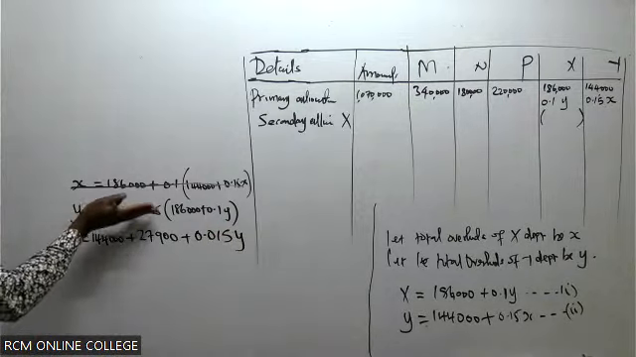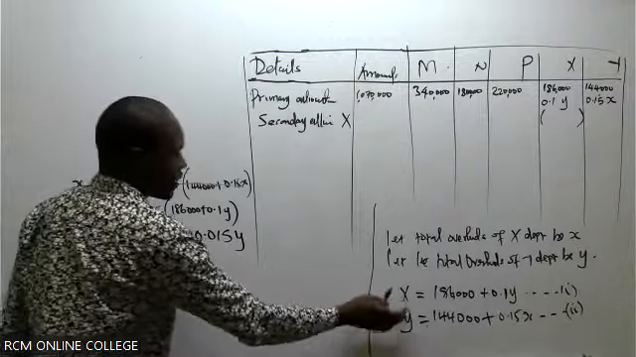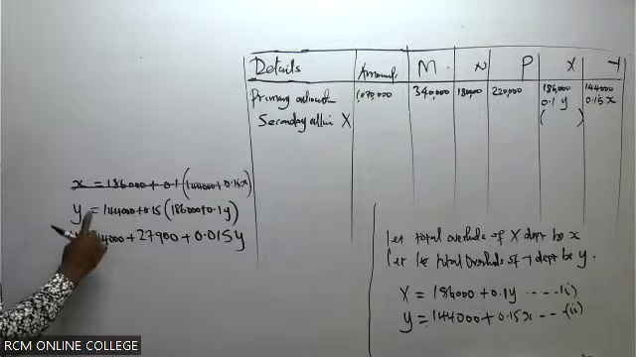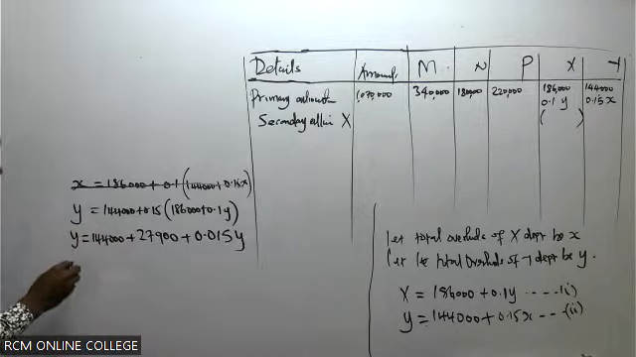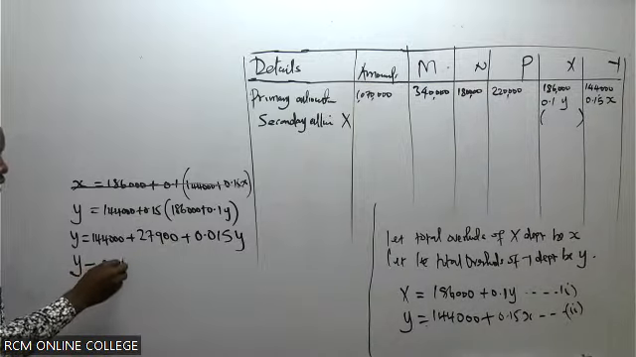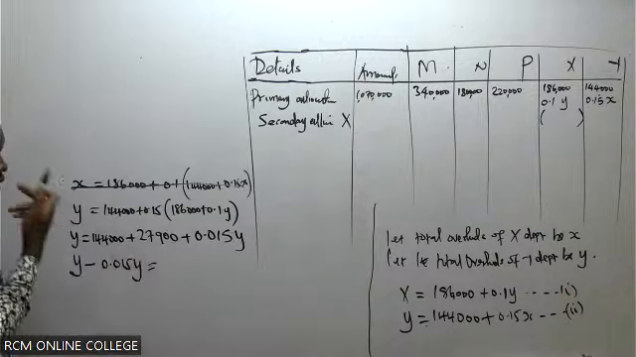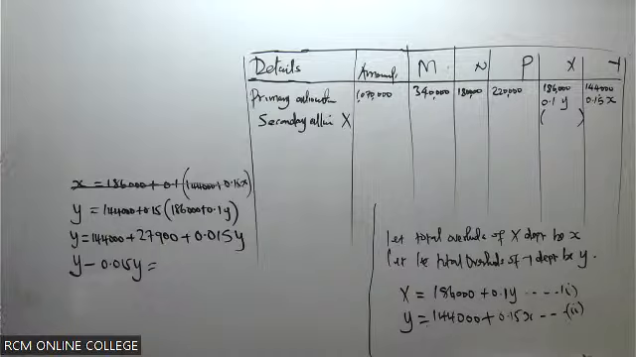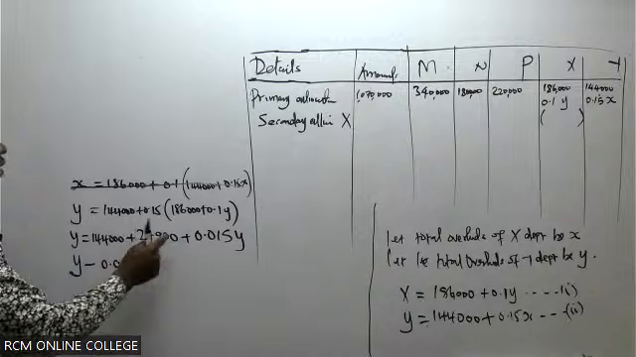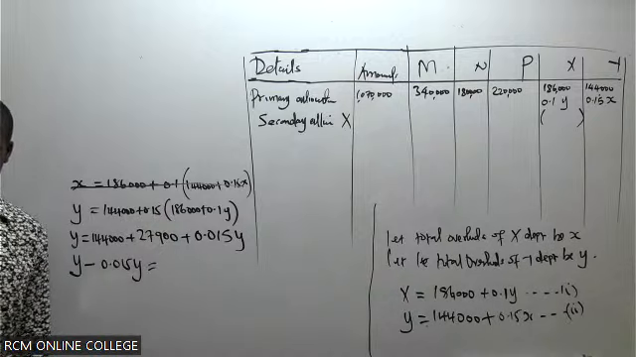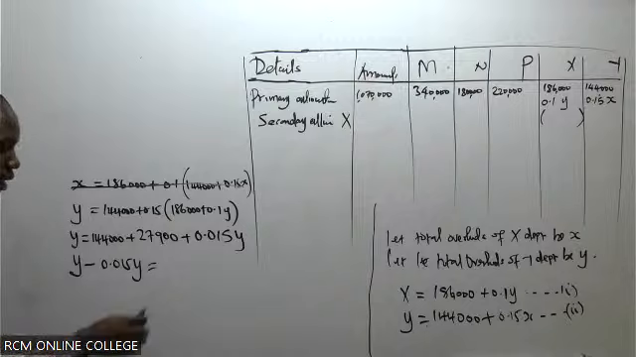Remember, we've now eliminated X. We had two unknowns, X and Y. We've eliminated X. We are only remaining with one unknown, which is Y. So Y, collect them together, Y minus 0.015Y is equivalent to 144,000 plus 27,900. What do we get? 144,000 plus 27,900 is 171,900.